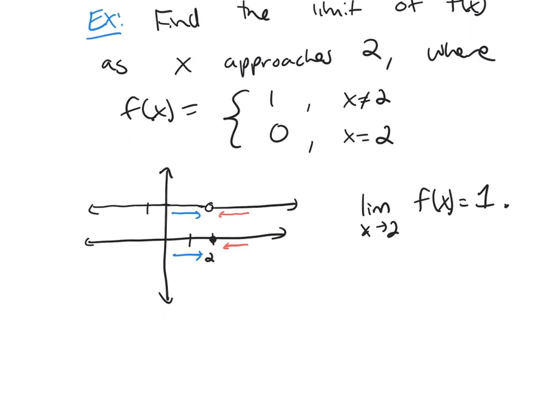So again, when I approach from the left, my function was always 1. When I approach from the right, my function was always 1. And so this limit is 1 here. And again, I don't care what happens at x equals 2. So this point here has nothing to do with the limit at all.